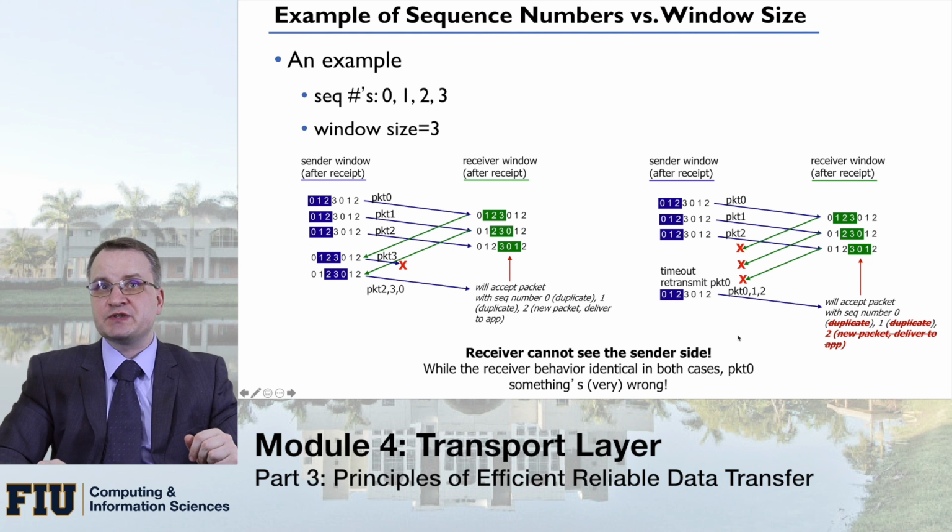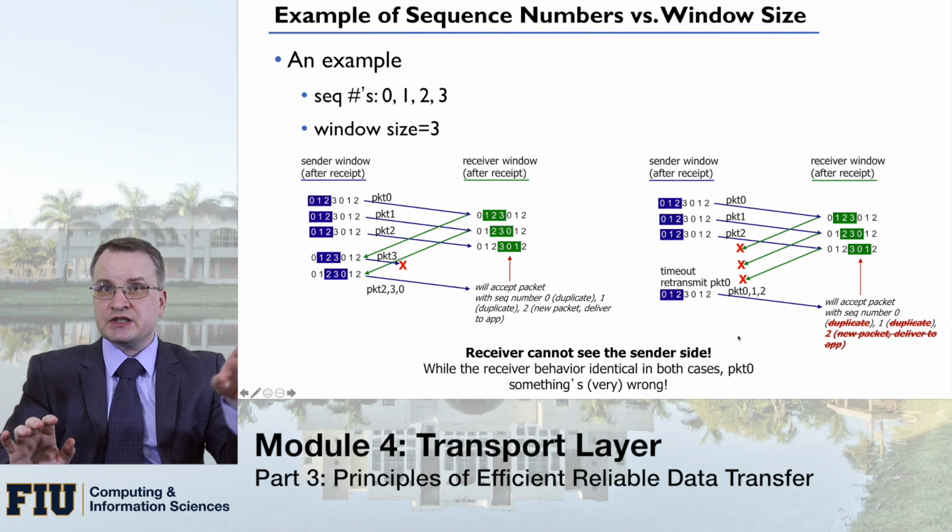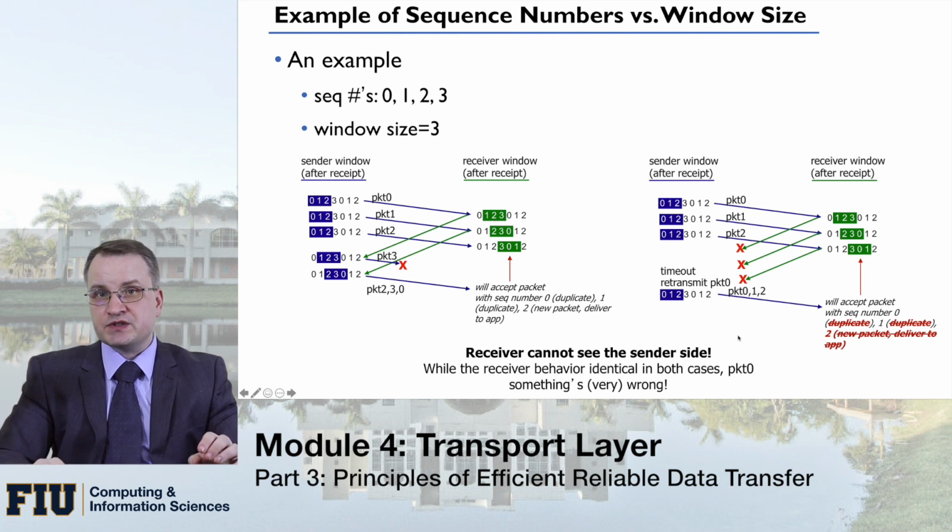In this specific example, I picked only 4 sequence numbers and decided to use a window of 3. What you need to observe here is that there are different actions that happened on the receiver side, depending on what kind of feedback is being received. But you can also observe what exactly is happening on the sender side. From the sender perspective, the first 3 packets you just sent out, it was a window of 3, so we're just waiting for the acknowledgement to happen.